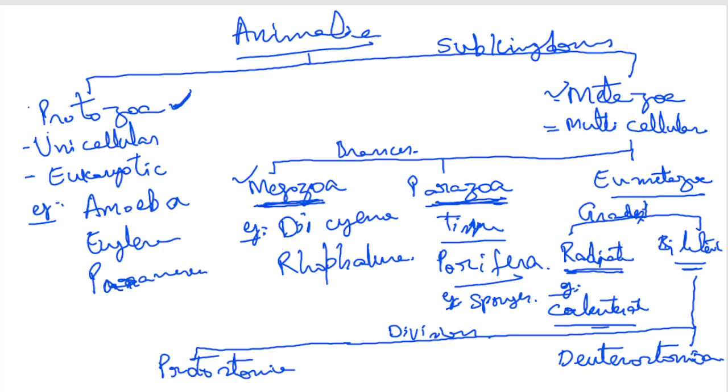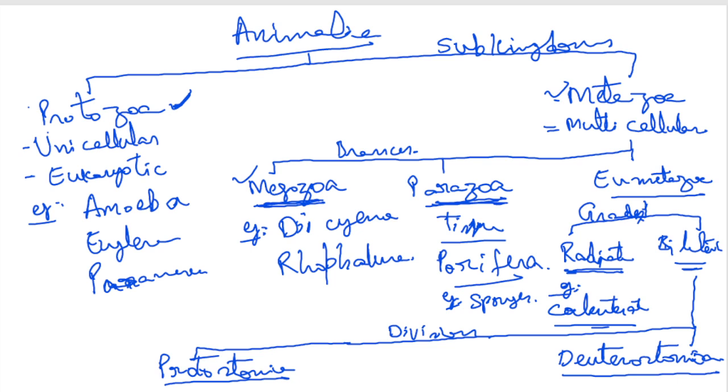After development, if the archenteron pore develops into the mouth, then those animals are called protostomia animals. If the archenteron is transformed into the anus of the animal, then they are called deuterostomia animals. That is the difference between the protostomia and deuterostomia. I just wanted to explain this one.